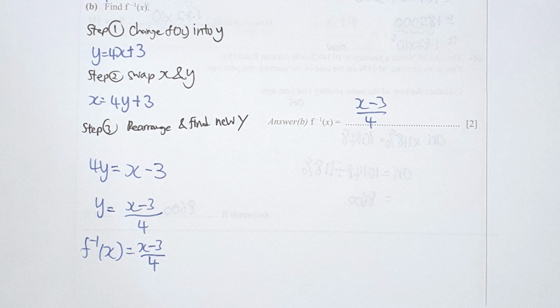Section B, so there's a 3-step for this. Step 1 is to change the function they are asking for into y, swap x and y's position, followed by rearranging it to identify the new y. So after the rearrangement, your new y here will be (x minus 3) over 4. So your inverse function of f will be (x minus 3) over 4.